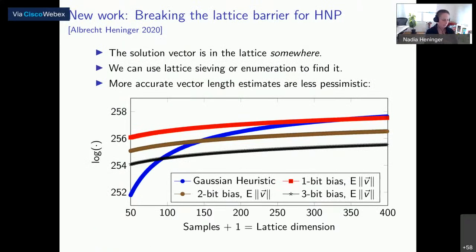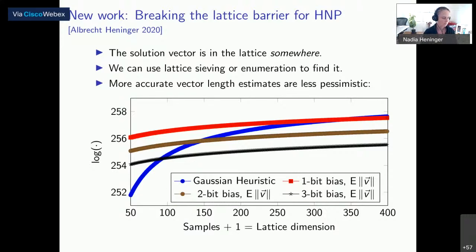And so I have some new work with Martin Albrecht. It is not online yet, but it will be online very soon, that I'm excited about. Essentially, it turns out that this lattice barrier is not as impenetrable as people believed. We have two observations in this work. First, the solution vector is in the lattice somewhere, and you don't have to just use lattice reduction as a black box. You can use more sophisticated techniques like lattice sieving or enumeration to find it. And we know what the right answer is, because we have the public key. We can just check all of the solution vectors, whether they match the public key.